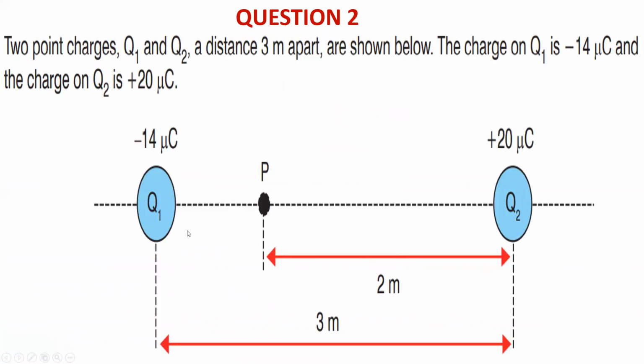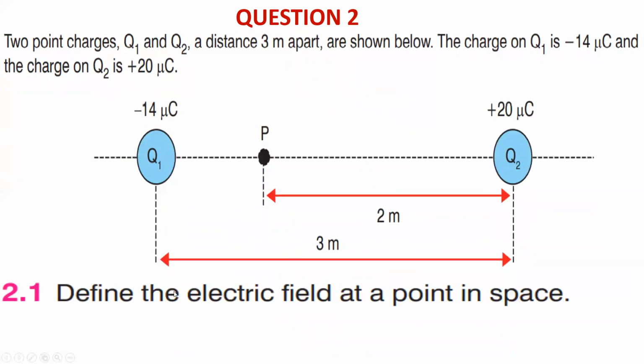Okay. Now, we have two charges, Q1 and Q2. Distance, 3 meters. Okay, distance between charges, 3 meters. And then we have a point 2 meters away from 20 microcoulombs. Okay, these are our charges and point. Let's see what they're asking. Define the electric field at a point in space.